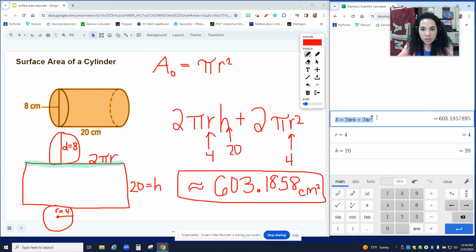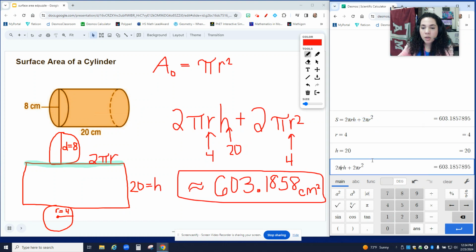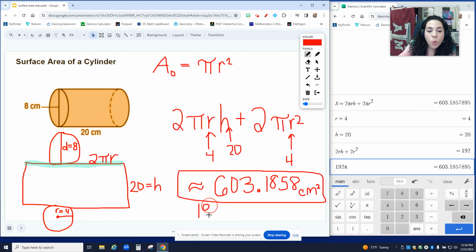Now, if you wanted to leave your answer in terms of pi, what we could do here is, I'm going to copy and paste this so you can see. If I want to leave it in terms of pi, I'm going to get rid of the pi symbol here. So it's 192 pi. That would give us our answer without rounding, because we're leaving it in terms of pi. 192 pi square centimeters. See how that's giving us the same value? But that's leaving it in terms of pi. Okay? All right, now we're going to look at another example here.